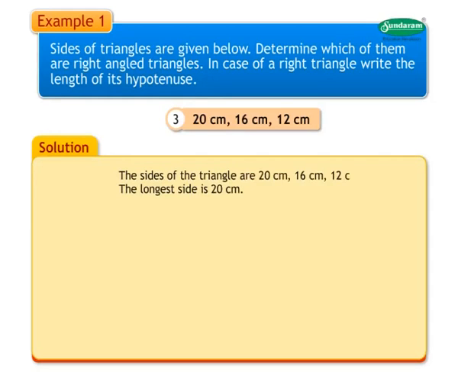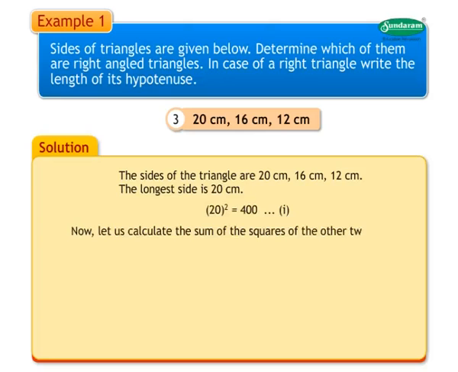Solution. The sides of the triangle are 20 centimeters, 16 centimeters, 12 centimeters. The longest side is 20 centimeters. 20 square is equal to 400. Mark this as statement 1. Now, let us calculate the sum of the squares of the other two sides. 16 square plus 12 square is equal to 256 plus 144 is equal to 400. Mark this as statement 2.